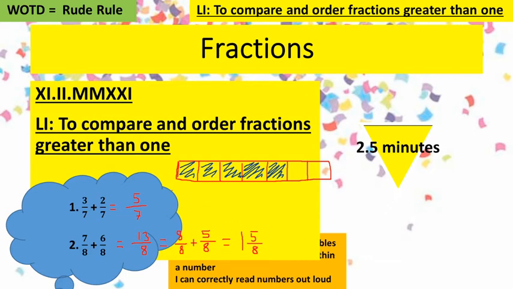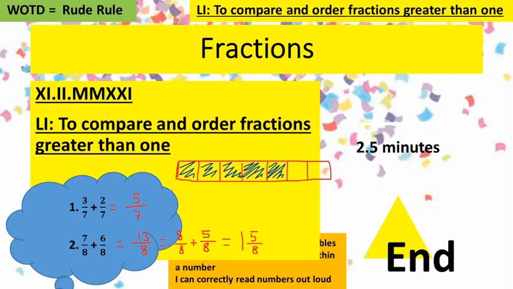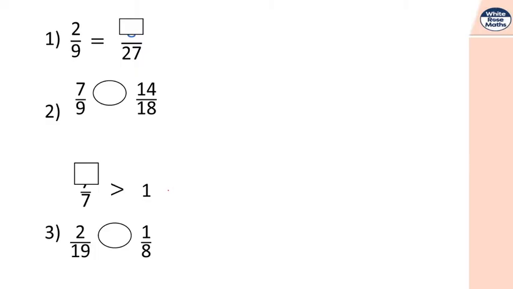Let's move on to another few warm-up questions. So we have 3 questions here. This one is saying 2 ninths equals the same as how many 27ths? This one is asking you to compare 7 ninths and 14 eighteenths. Remember, to compare them, you want to make the denominators or the numerators the same. So how could you change those to do that? Remembering the rude rule, whatever you do to the top, you do to the bottom.